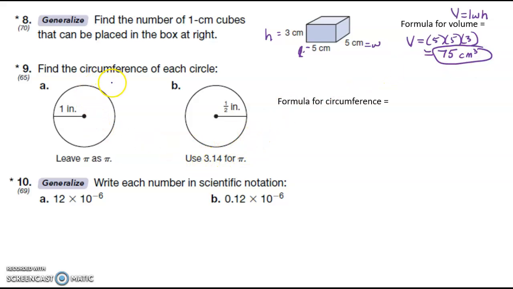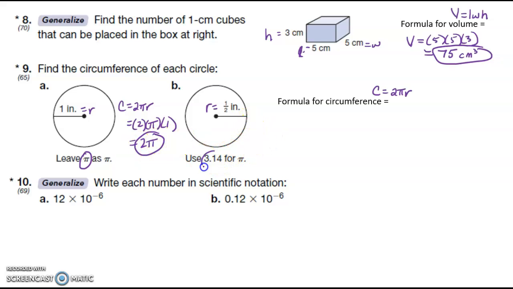Here we have circumference on number 9. Find the circumference of each circle. There's a couple of formulas for circumference. Both of these have radius, so we'll use the radius one. A formula for circumference is C equals 2 pi r. Let's plug in what we have, and we're supposed to leave pi as pi. So we have 2 times pi times 1. 2 times 1 is 2 pi. That's your answer to A.